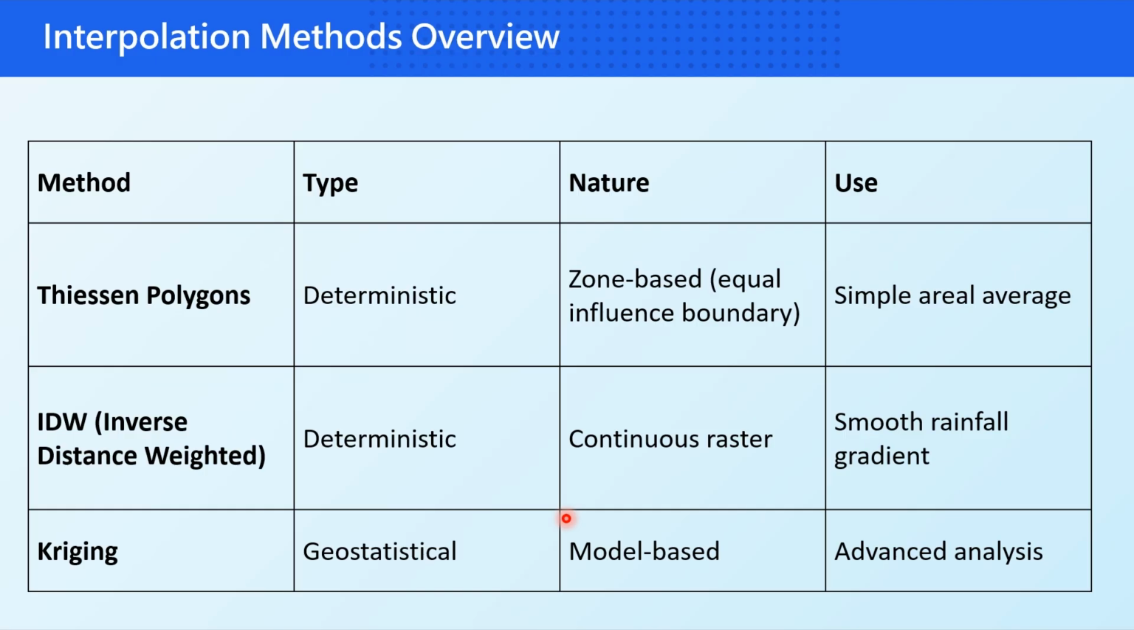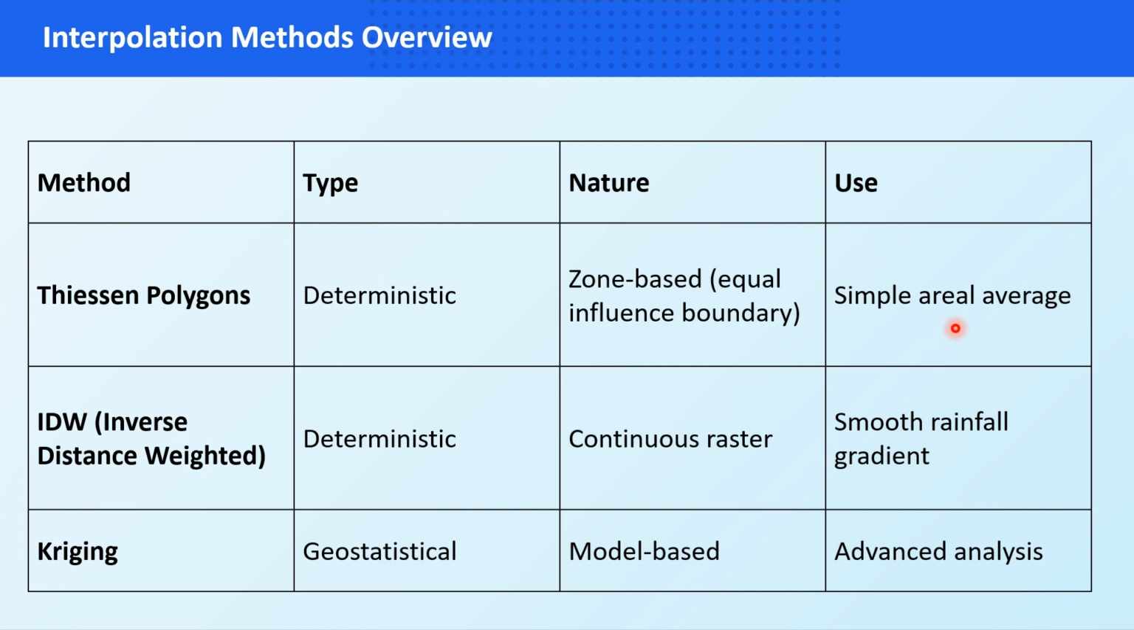Currently, one of the very popular methods is the Thiessen polygon. The Thiessen polygon is a deterministic kind of model. It is zone based, that means equal influence boundary, and it uses a simple areal average, that means no strong mathematical computation is there.